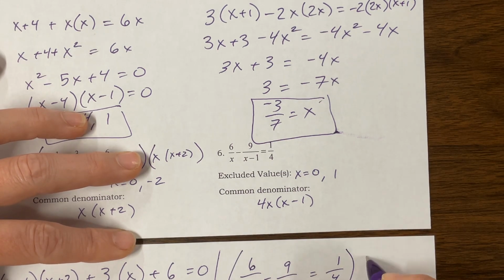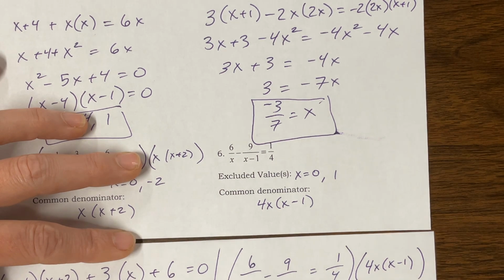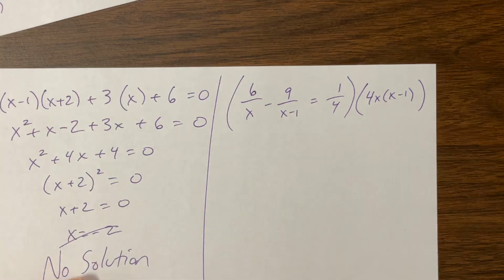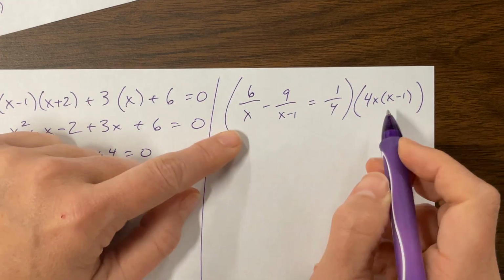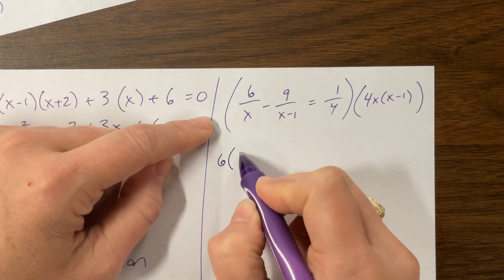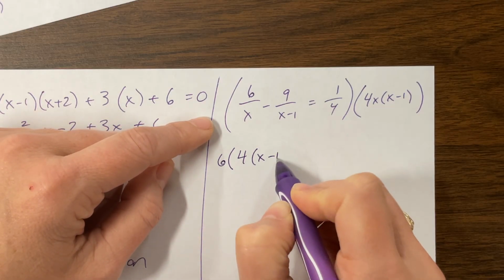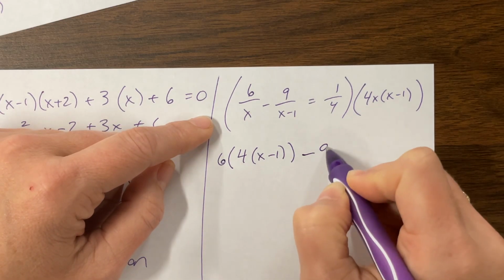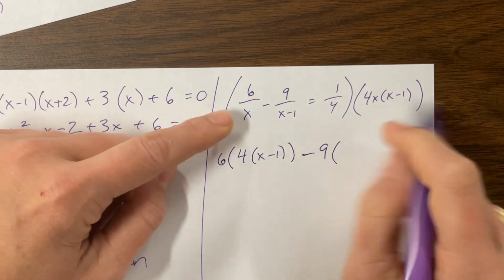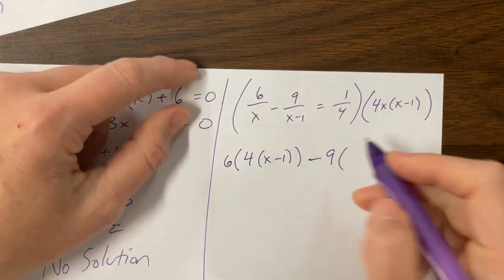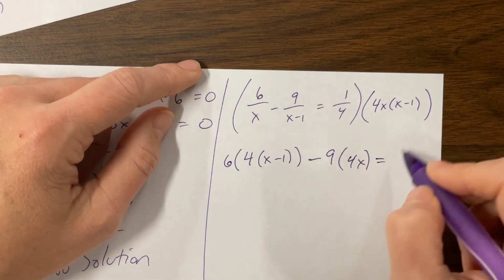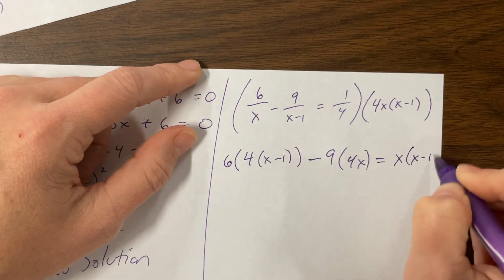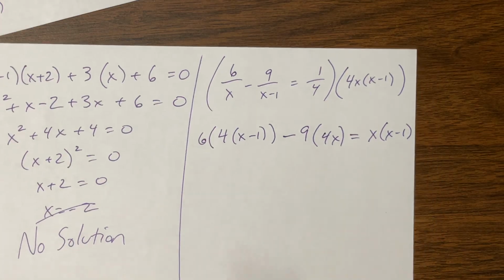If I multiply everybody by 4x times x minus 1, oh, I'm sorry, you couldn't see what I was writing. There you go. What's going to cancel here? I'm going to have a 6 times the 4 times x minus 1, and then I'm going to have a 9. What cancels the x minus 1s? So I have 9 times 4x is equal to, the 4's cancel, and I'm left with x times x minus 1. Okay, so let's clean this up.